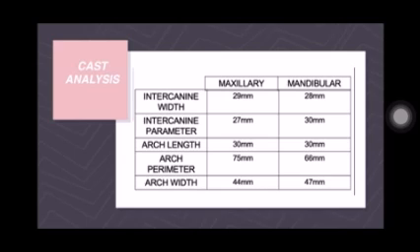And lastly is the arch width. We got 44 millimeters on maxillary and 47 millimeters on mandibular. So using compass, central fossa of 1-6 and 2-6 on upper, and 3-7 and 4-6 on lower.